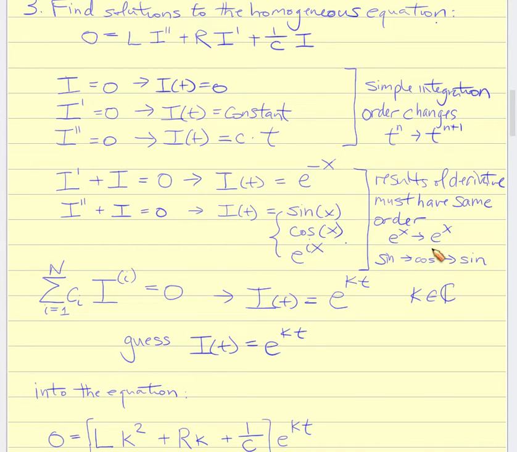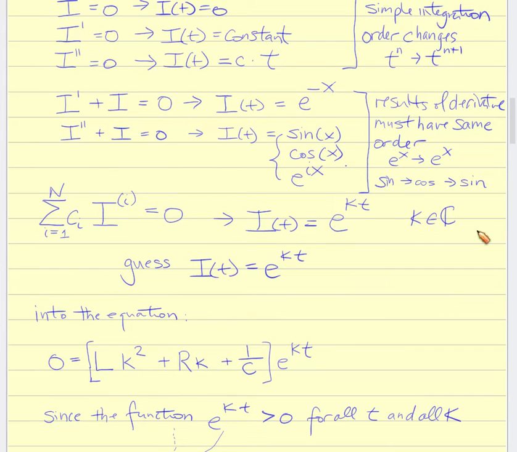And the key point is that when you take its first derivative, you get back something of the same order or the same type that you started with. And when you take its second derivative, you also get back kind of what you started with. So there's a possibility for adding them together in a certain combination to cancel each other out.